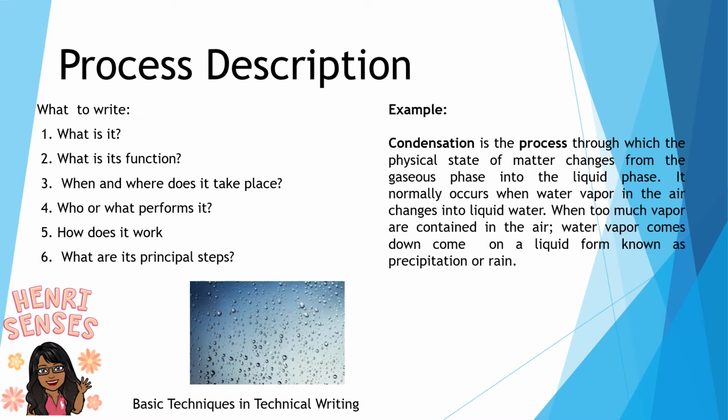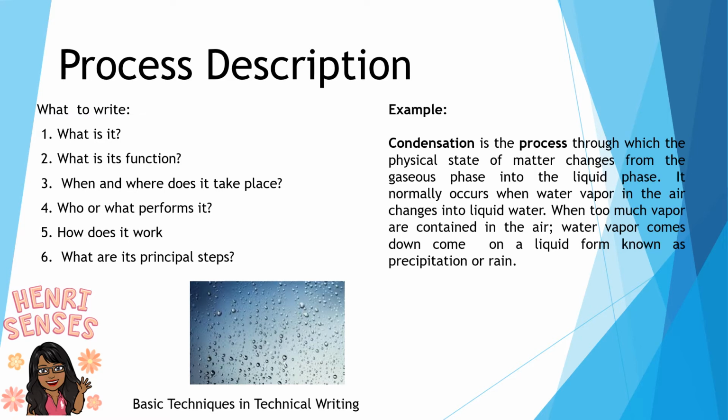This is also a type of technical writing. Now, what should we have in mind if we do process description? The first one is, what is it? Number two, what is its function? Number 3, when and where does it take place? Number 4, who or what performs it? Number 5, how does it work? Number 6, what are its principal steps?